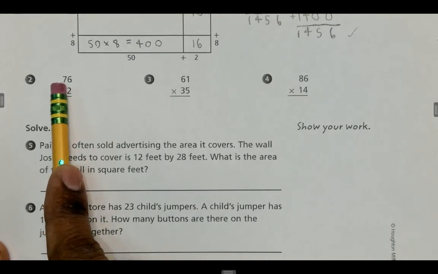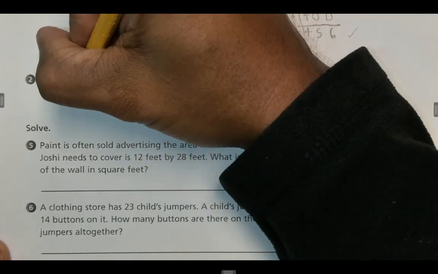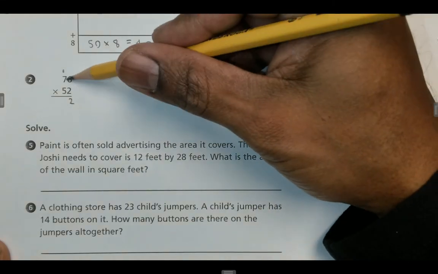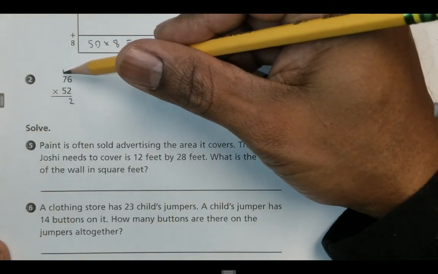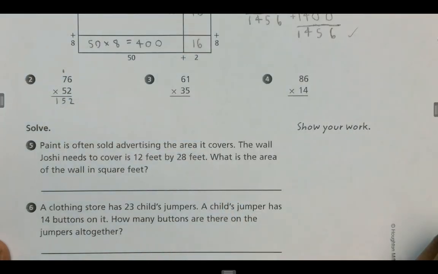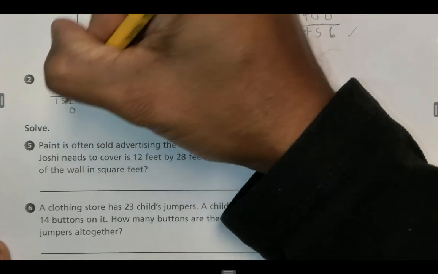76 multiplied by 2. 2 times 6 is 12. 1 gets carried. 2 times 7 is 14, plus the 1 is 15. I'm going to cross out the 1 that was carried. I'm going to put my 0 placeholder down.